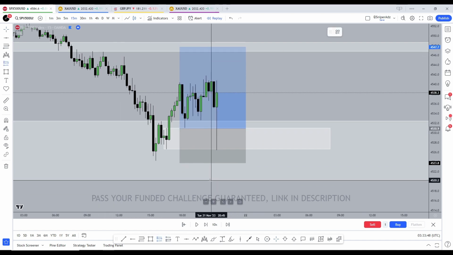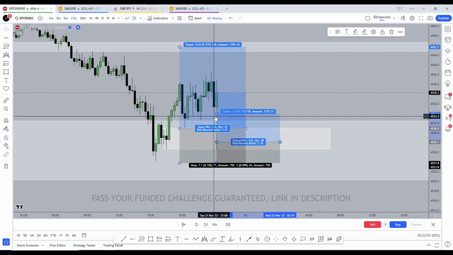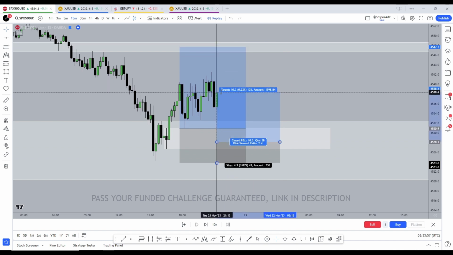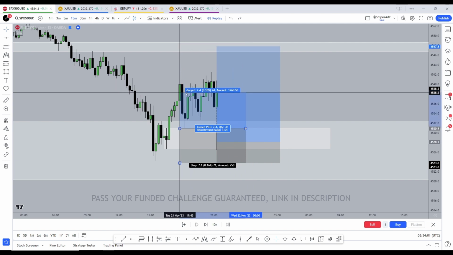Remember, if we had that extra entry in here around the 70% region, we would be in some very, very nice profit already, okay? At this moment in time, you could already be up a 1 to 2 risk to reward, whilst this position is already up a 1 to 1.